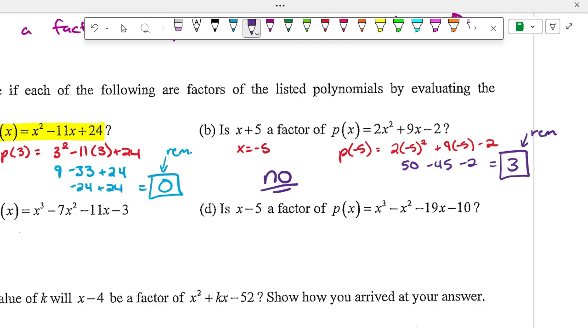So does everyone understand how you figure out if a binomial is a factor of a bigger polynomial? So again, all you do is take the root, plug it in to the original. If it equals 0, it's a factor. If it's any number but 0, it's not a factor.